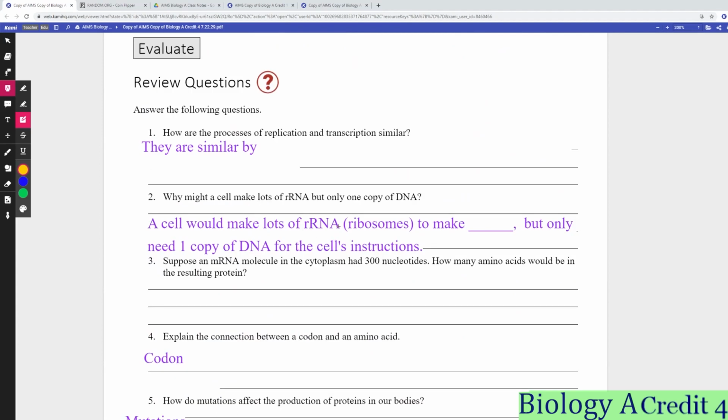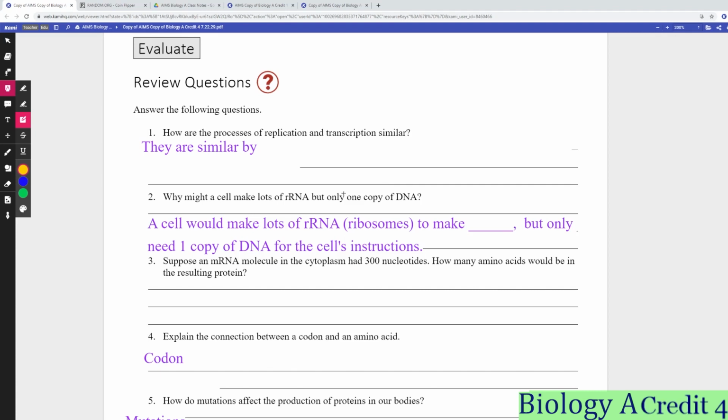Let's see what else. Why might a cell make lots of RNA, but only one copy of DNA? So, remember, DNA is the instruction book. If you start to make copies, sometimes it's going to be errors. Sometimes there's going to be things that are messed up. So the better way to do it is instead have lots of things to create your proteins instead of having lots of DNA.